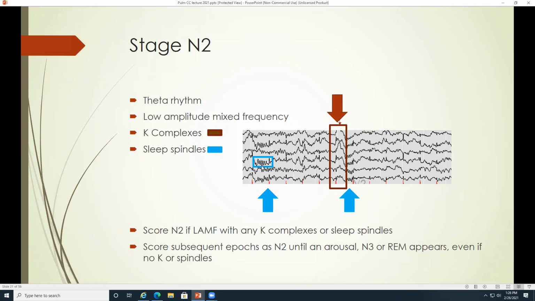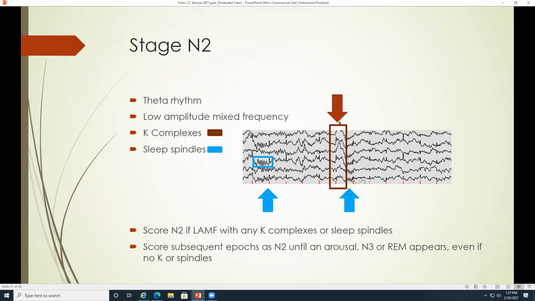A sleep spindle is going to be rapid, sudden bursts of waves. It almost looks like someone highlighted part of the sleep study in black marker. Okay, it's going to stand out. You're going to notice it if it's there. And if you see either one of those, it's stage 2, N2.